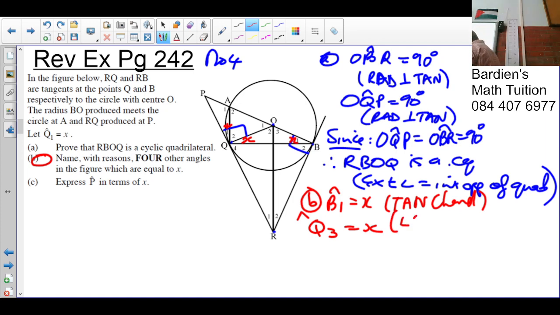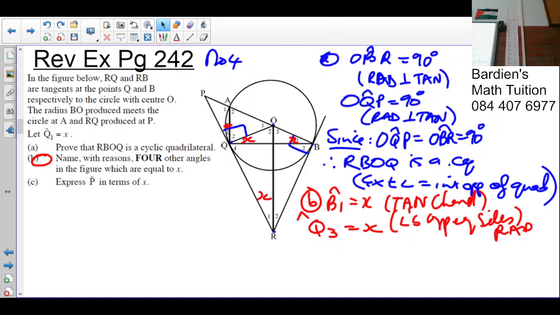She's saying angles opposite equal sides, and it's your radius that's coming into play here. Not so? Which other angle is equal to x? R1 is equal to x. Yes. Why is R1 equal to x?